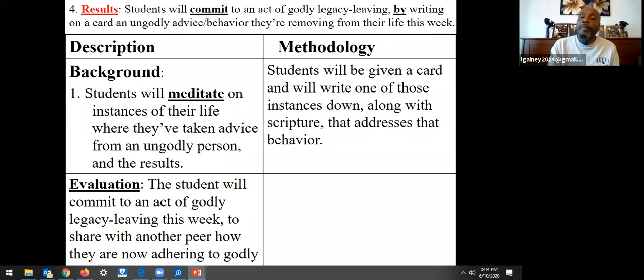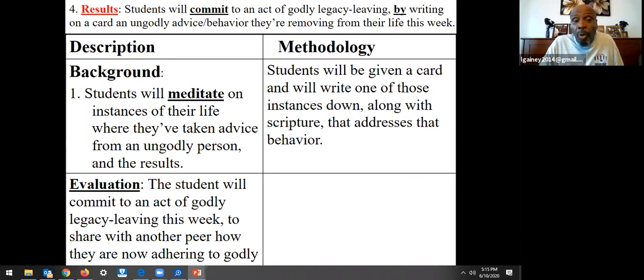Now, remember, the whole governing umbrella learning objective was about the results that come about from the consequences of taking ungodly advice. All right, we flushed that out in the cognitive as well as in the affective domain. Now my students have to decide, okay, what are some areas in your life where you have taken ungodly advice, and what does scripture say about that?